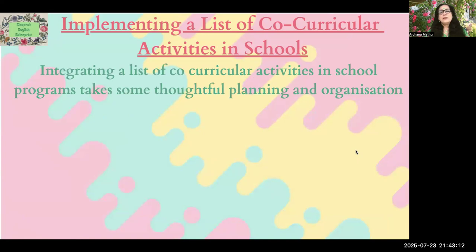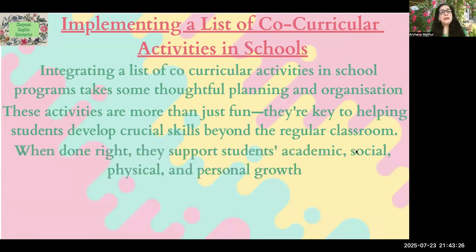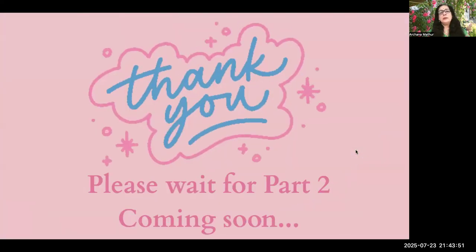Firstly, we have to integrate a list of these activities, and they have to be very thoughtfully planned and organized. They are more than just fun. They are a key to helping your students develop crucial skills beyond the regular classroom, as I said earlier. When done in the right way, they support your students' academic, social, physical, and personal growth. And if you offer a diverse list of co-curricular activities in school and you manage the resources effectively, schools can then maximize the benefits and enhance the students' overall development. So this is something that we have to keep in mind before we make a list or implement it.